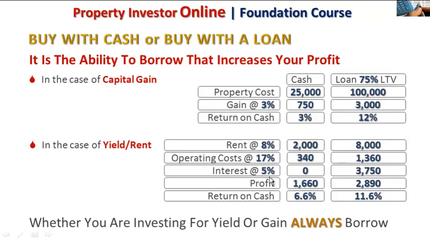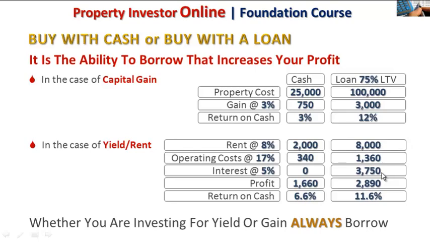Interest of 5% on £75,000, which is the amount of the loan you've taken out. Remember, you bought the property or you remortgaged it at 75% of its value, which gives you a loan of £75,000. This results in interest charges of £3,750 a year.